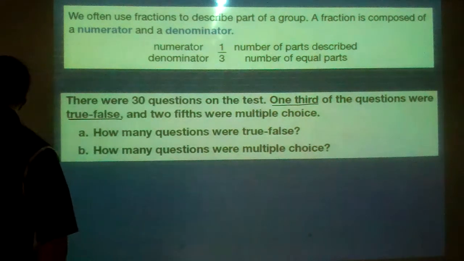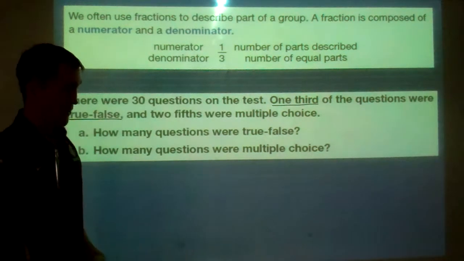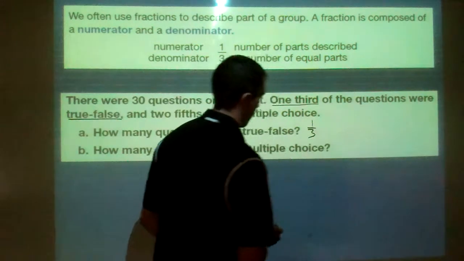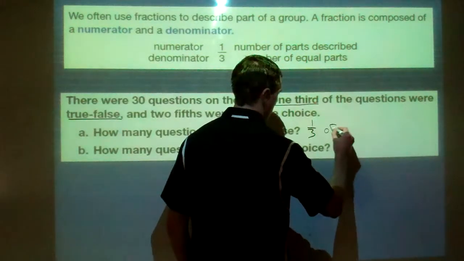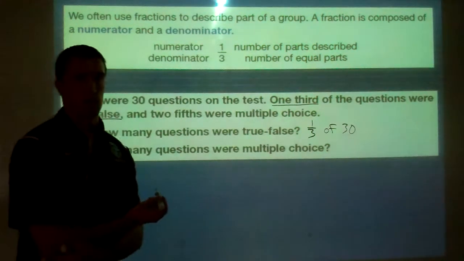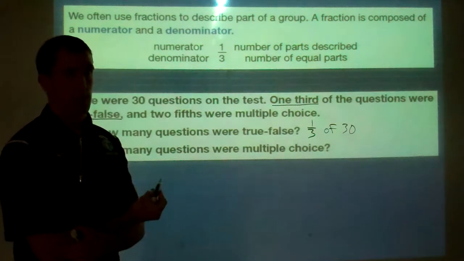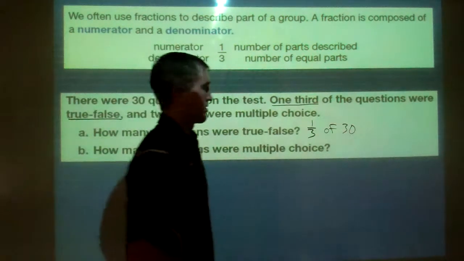So, to me, that says 1/3 of them were true-false. And that's 1/3 of a total of 30. 1/3 of 30. Now there are many ways to go about and solve this question. The way I like to start off showing it before we get into fractions in depth is this.